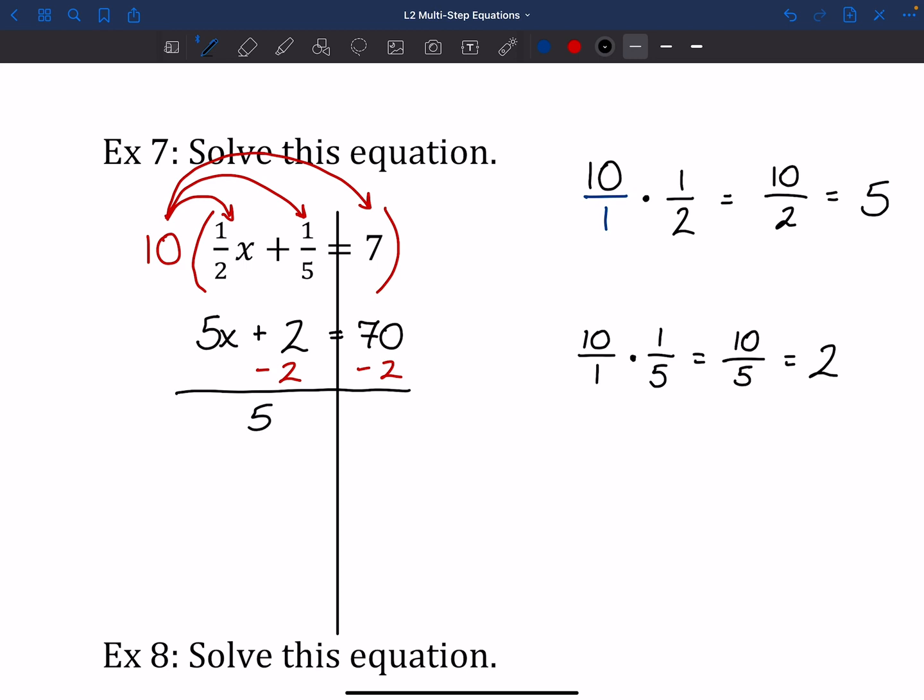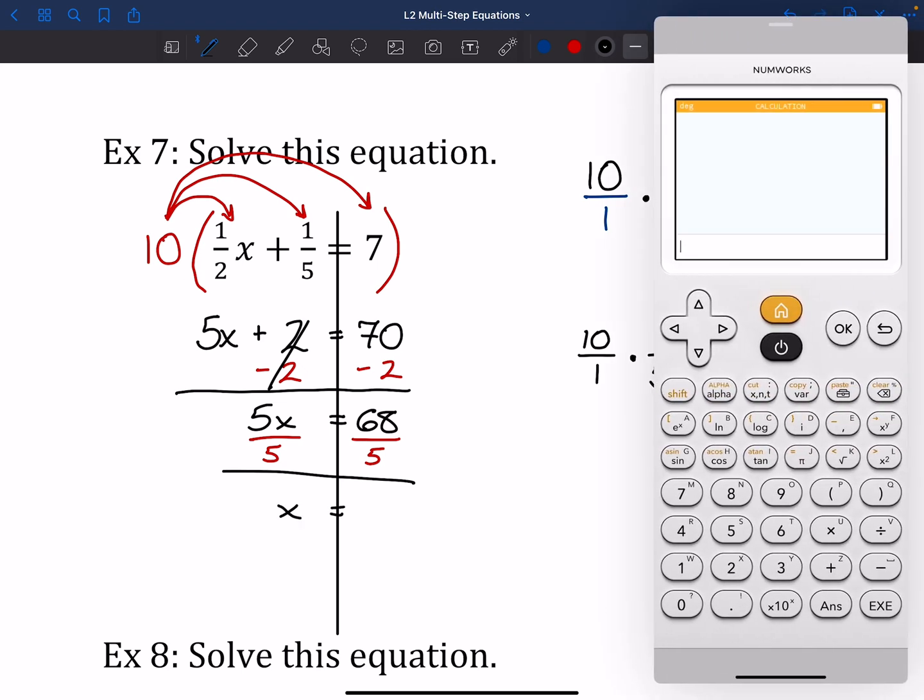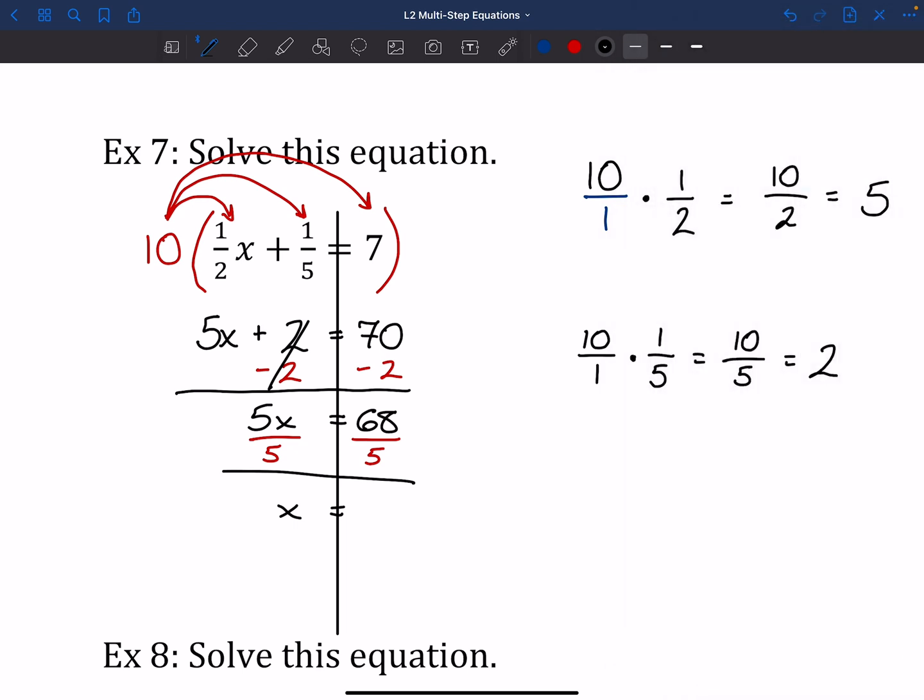I don't know if you can see what I see, but our answer might not come out super nicely. That's okay. So we've got 5x equals 68. Divide both sides by 5. All right, and I'm going to plug it into a calculator. So we've got 68 divided by 5. It's going to be 13.6. And that's it. And then we're done.